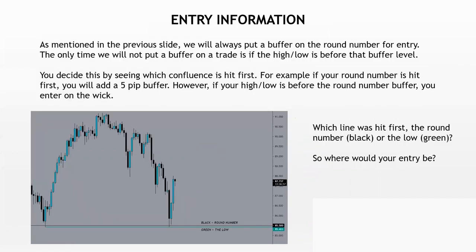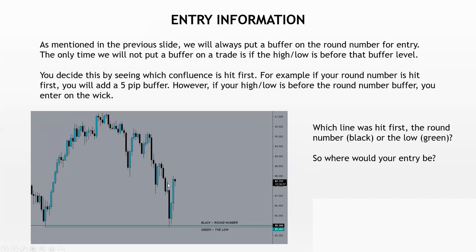This is the entry information, and I'm hoping these two lines here are going to be the thing which changes it for you. We will always put a buffer on the round number for entry. The only time we will not put a buffer on a trade is if the high or low is before that buffer level. So you can see which confluences hit first.